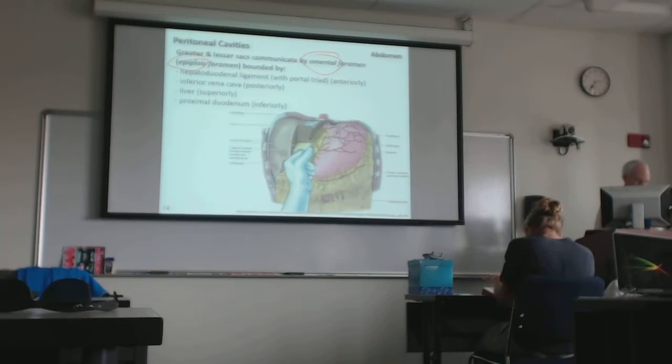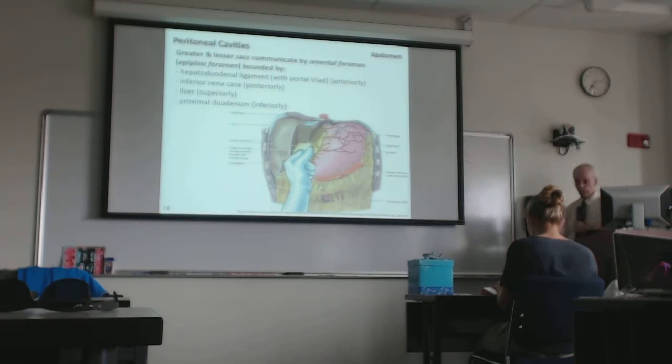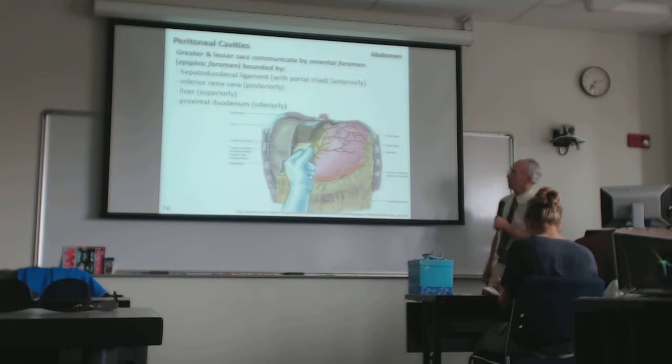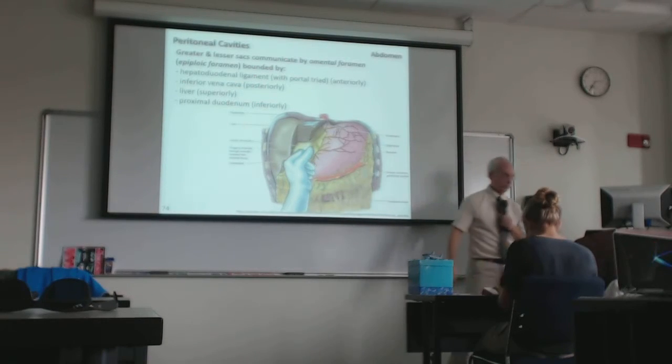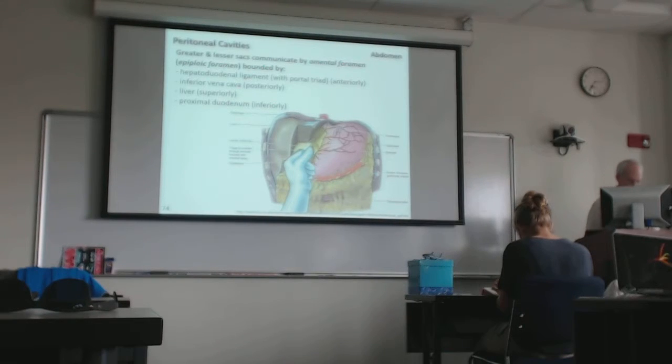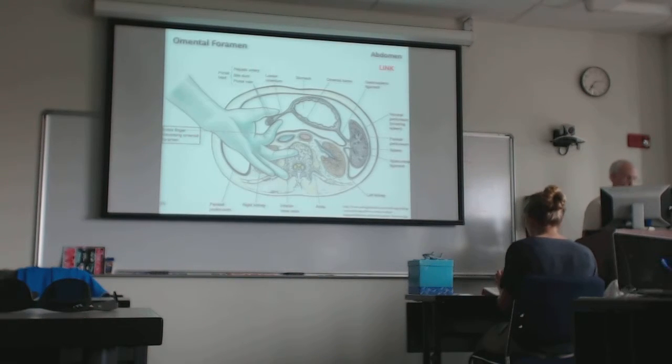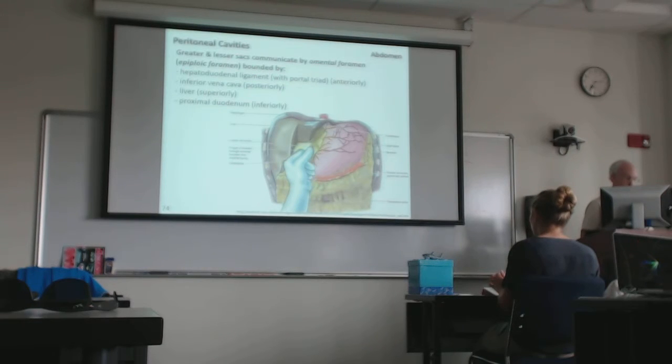For example, these blood vessels right here are omental or epiploic. They're gastroepiploic or gastromental vessels. And there you see them. You see the portal triad accessed by means of the omental foramen.